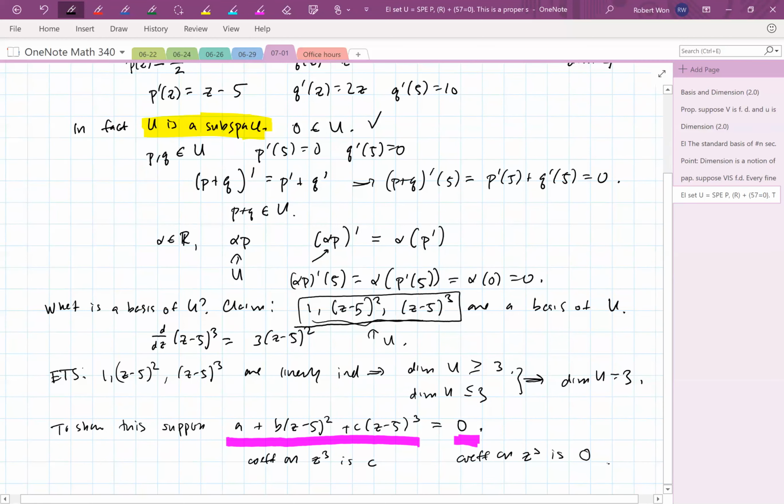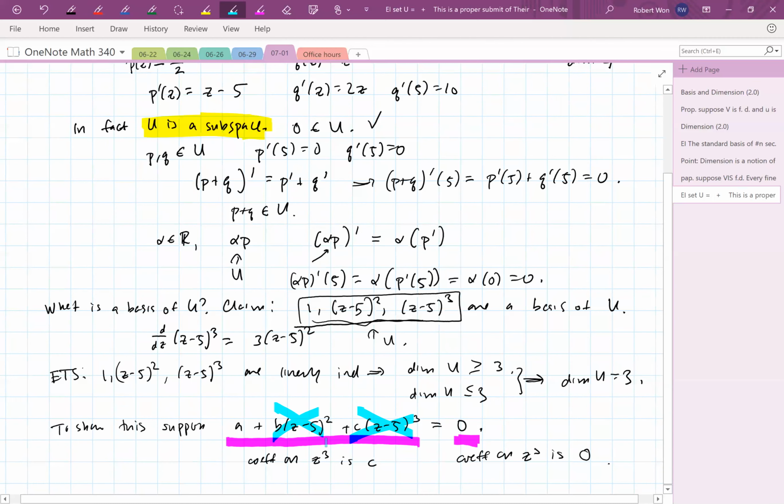And that means that c equals 0. Right? So c is 0, that means you cross this term out. Then you again look at the coefficient of z squared on the left-hand side. Well, the coefficient on z squared is b. On the right-hand side, the coefficient on z squared is 0. That means that b equals 0.